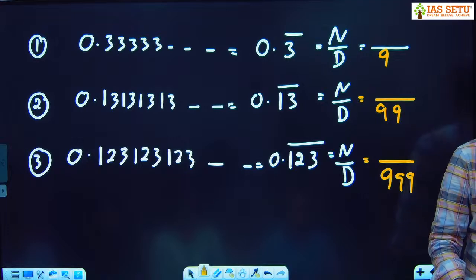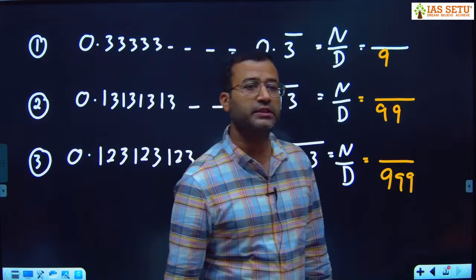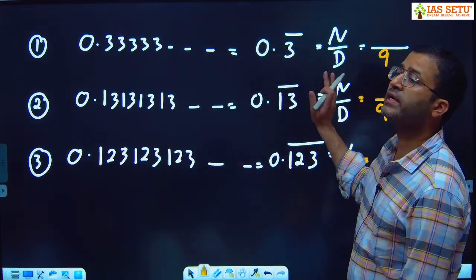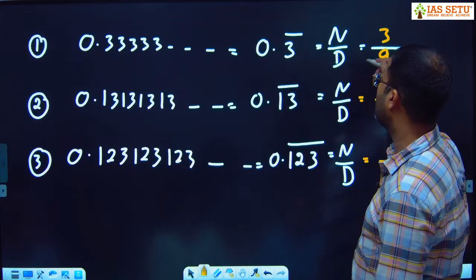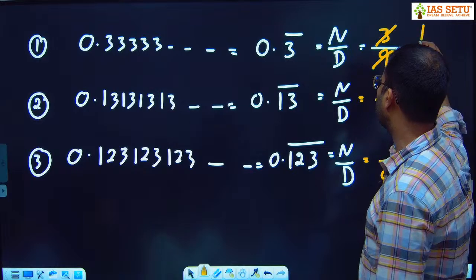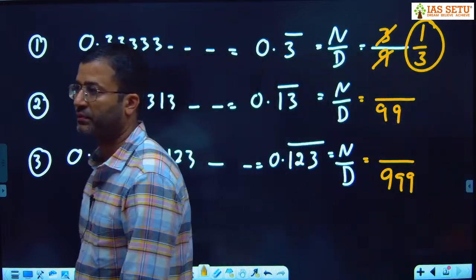Okay, I repeat, in our denominator we have as many 9s as many digits under the bar. These questions are very easy. The numerator is the number as it is, so it is 3, so we write 3. So your answer is 3 by 9. Don't forget to simplify. You have to simplify. So the answer is 1 by 3.